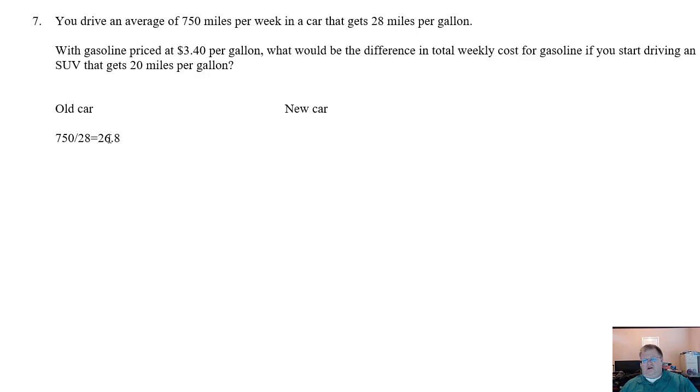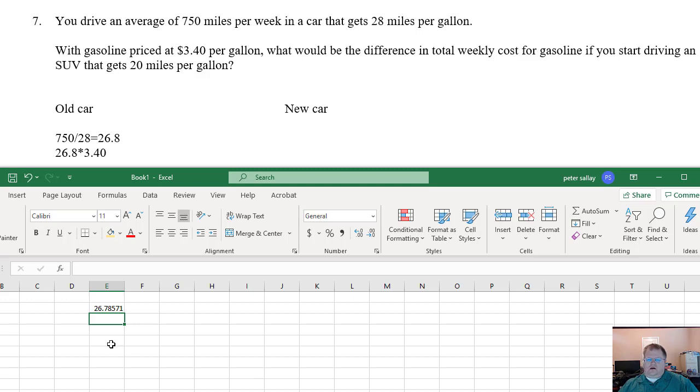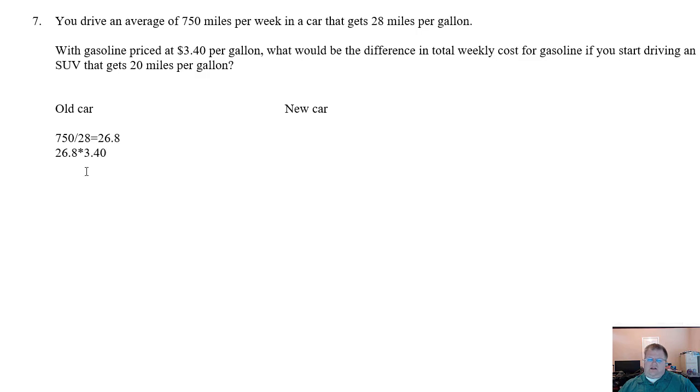Okay, so if I got 26.8 gallons, then I want to take that 26.8 and multiply it by how much it costs per gallon. So 3.40. So equals that lovely number we just found times 3.40. And so I'm spending $91.07 on the old car.